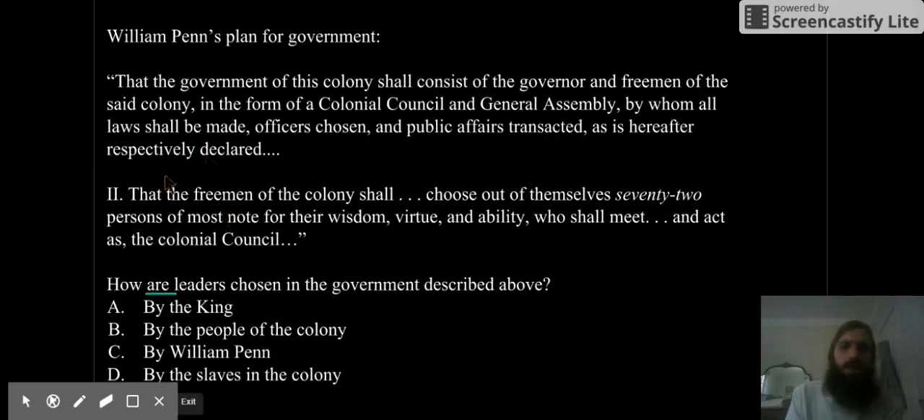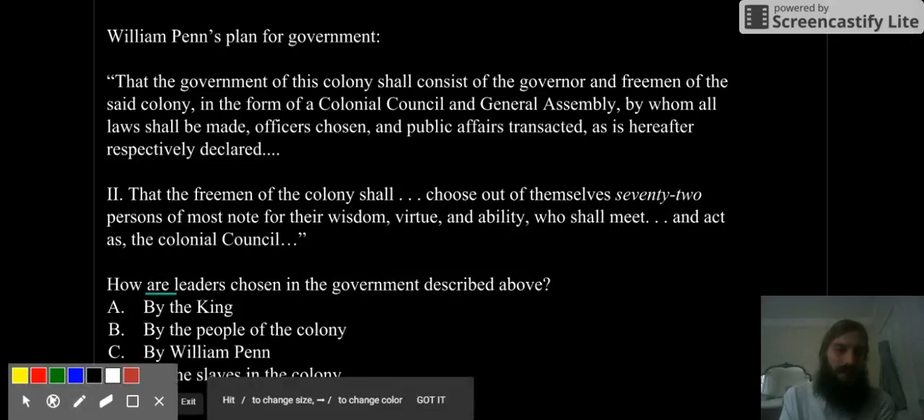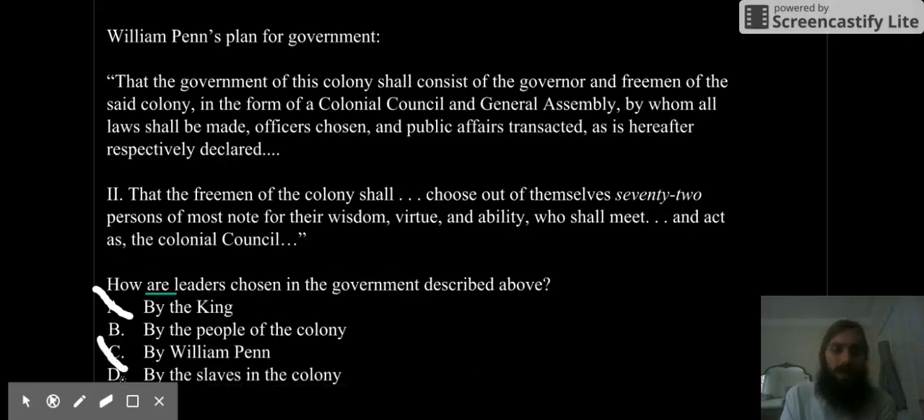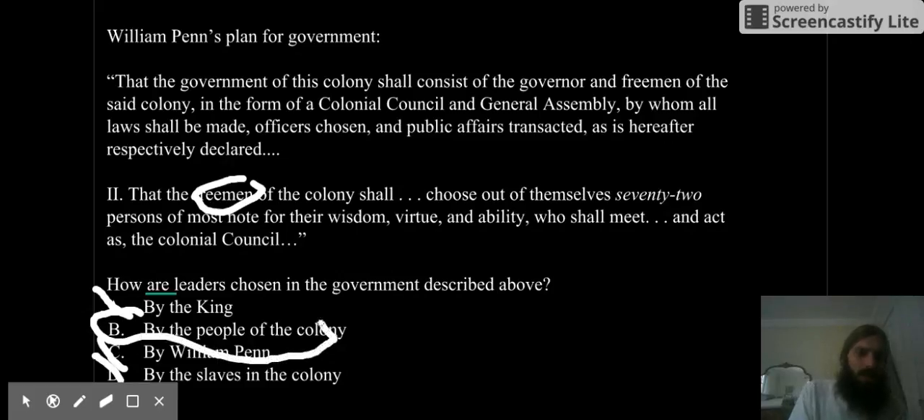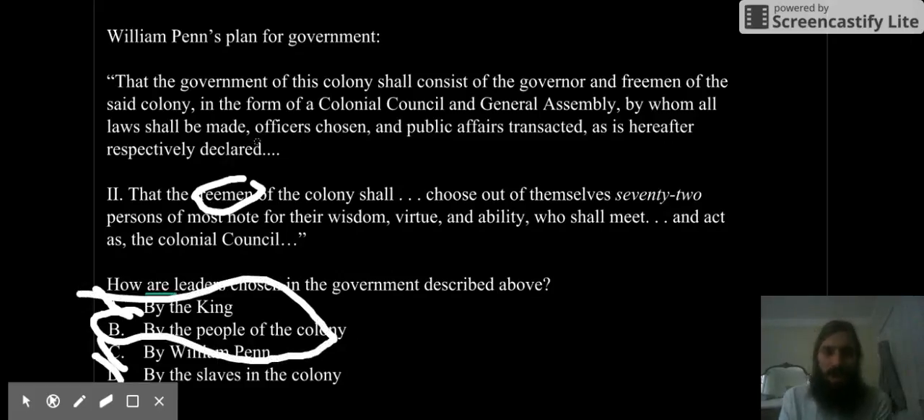Who's doing the choosing? Freemen of the colony. Which of my answers sounds the most like freemen of the colony? The king, that doesn't sound like freemen of the colony. The people of the colony, that sounds similar. By William Penn, I don't see William Penn anywhere in the text. And by slaves in the colony. Freemen is kind of like the opposite of slaves, so that's not right. The correct answer is by the people of the colony. Leaders are chosen by the people of the colony. The freemen of the colony shall choose out of themselves the colonial council.